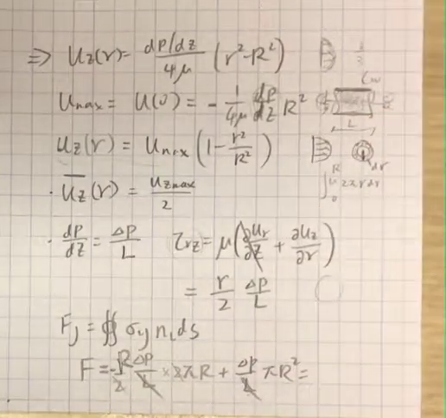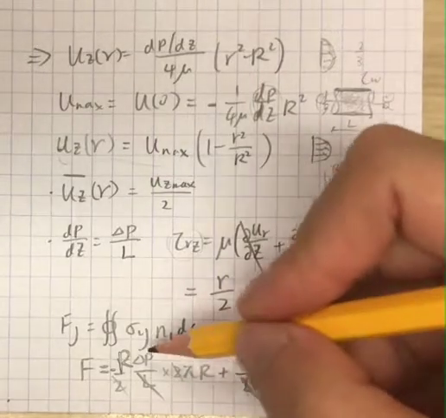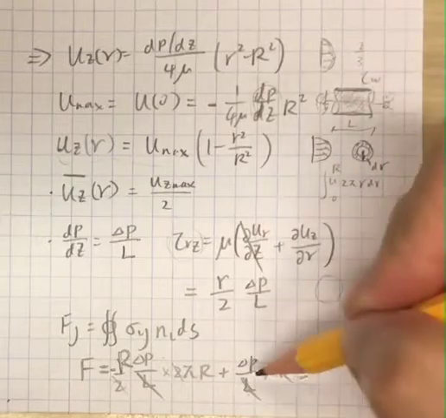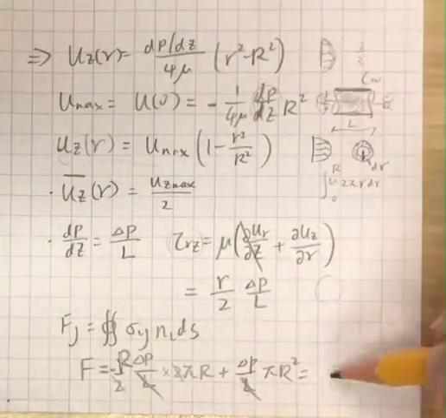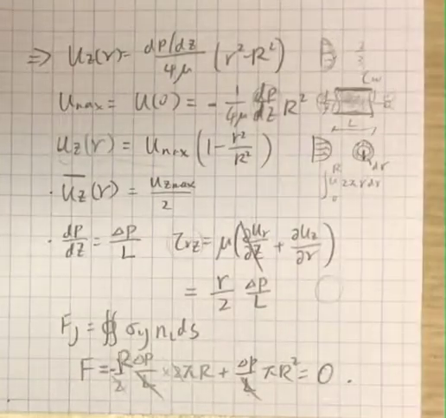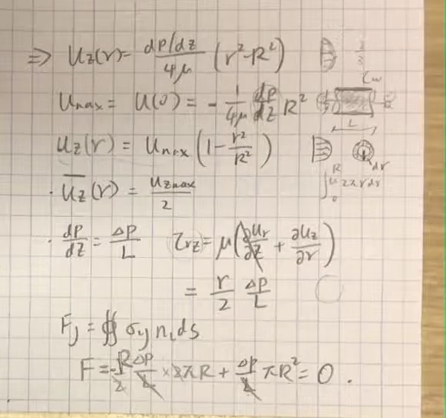So what will be my final result? Pi R squared delta P minus pi R squared delta P, right? So this thing will give us 0, which means our fluid is in equilibrium, which is reasonable.